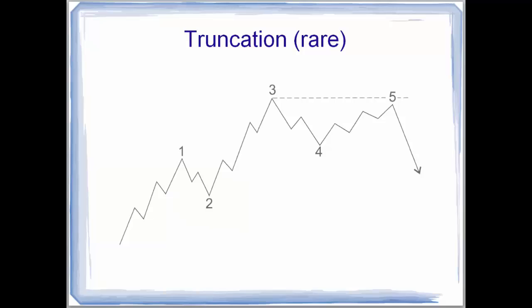Once in a while, you have a 5-wave structure where all the proper subdivisions are in place: 1, 2, 3, 4, 5 for 1, A, B, C for 2, 1, 2, 3, 4, 5 for 3, A, B, C for 4, and 1, 2, 3, 4, 5 for 5. But wave 5 doesn't quite reach the price extreme that wave 3 did. This is called a truncation, or a failure, and these are rare, but they do occur.